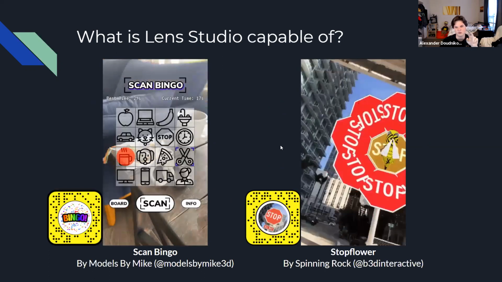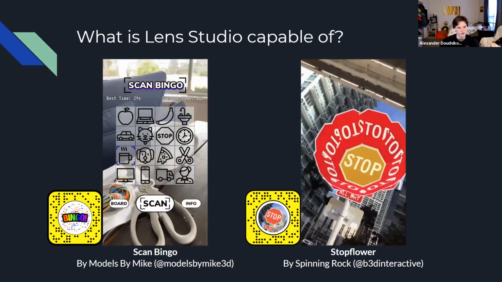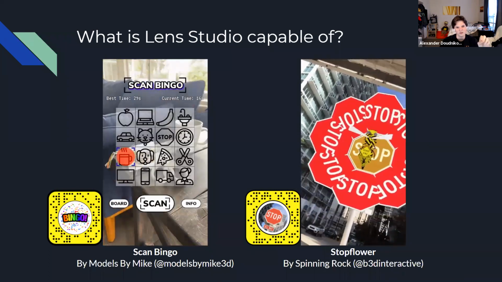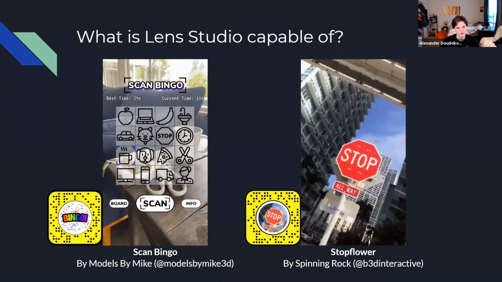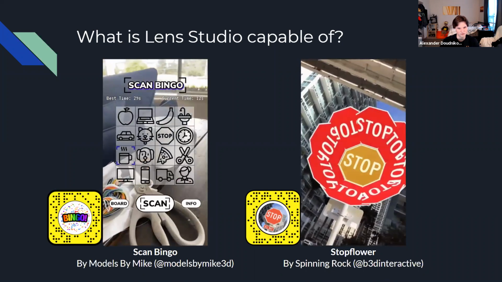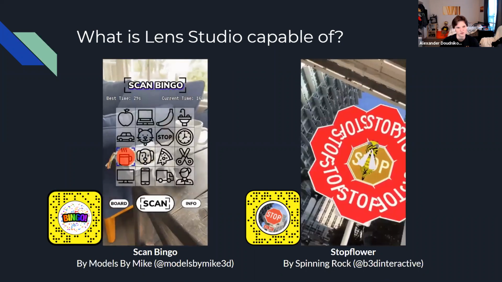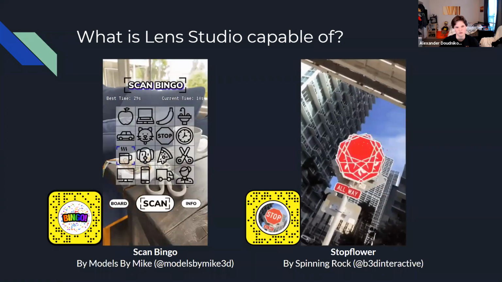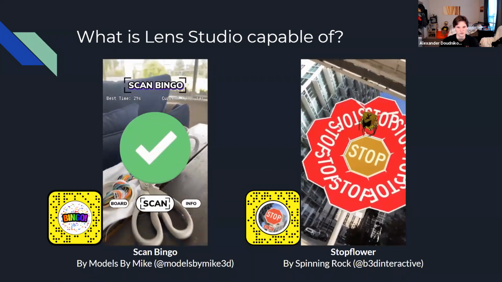So here's 2 examples that I picked that are like my favorites. The one on the left is called Scan Bingo. It's created by Models by Mike, and it uses machine learning. Model Mike trained himself, where you select what's on screen. So he selects scissors and then the mug and then the scissors. So he gets that. Next, he scans the scissors, and it's using a machine learning model to object recognize the mug and the scissors in his lens.